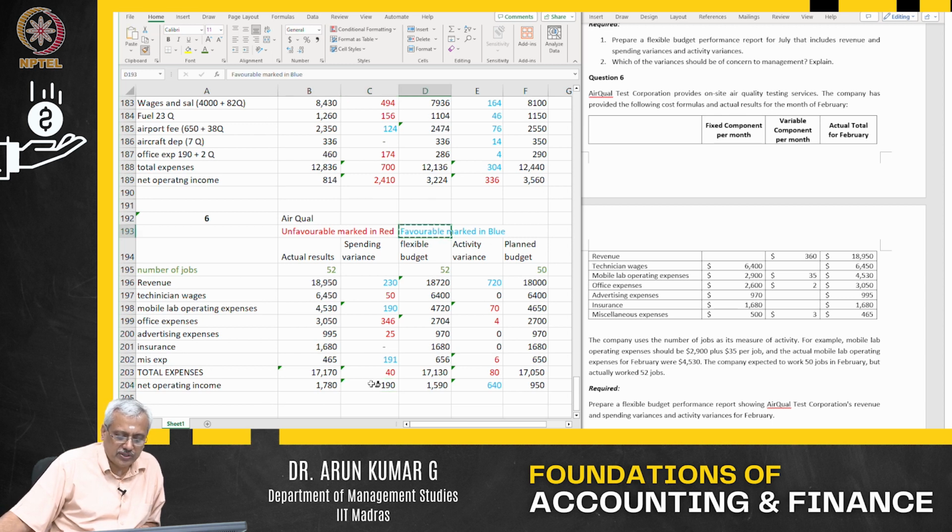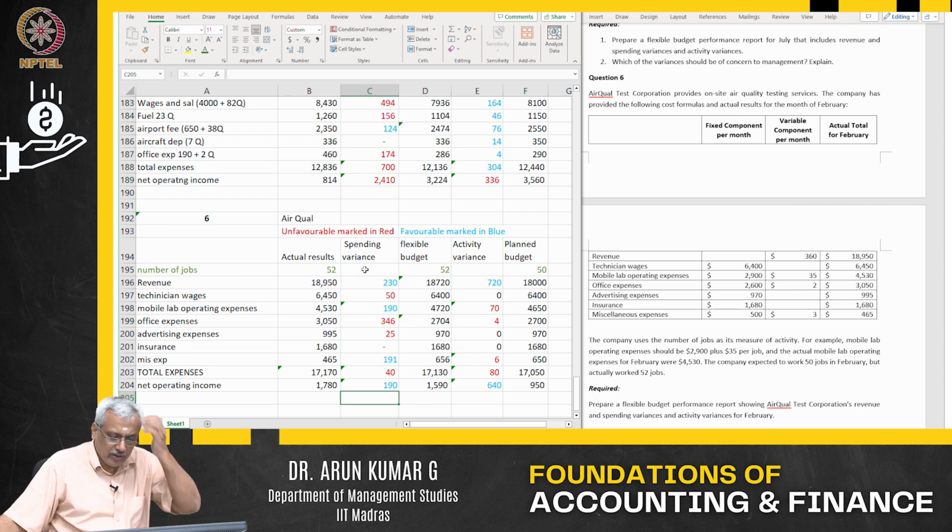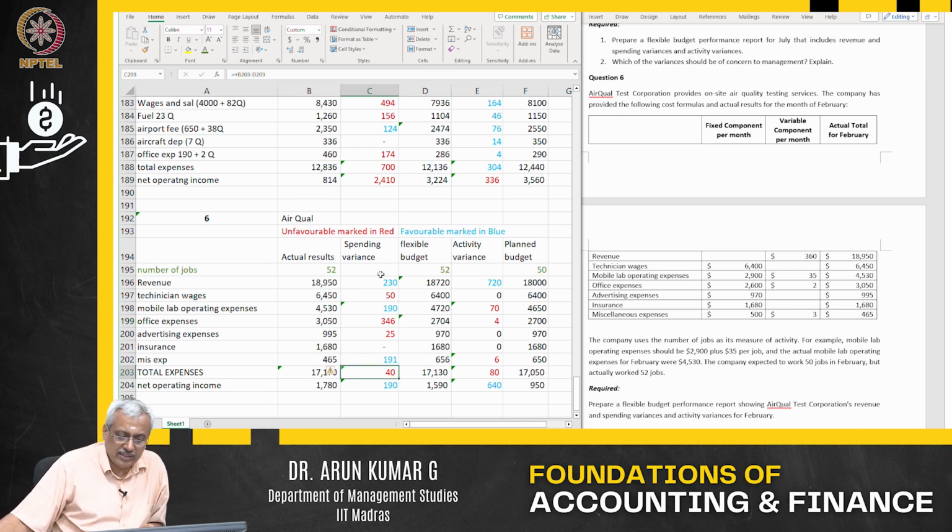You see that because of the increased activity, you should have got $640 more profit, whereas you have got only about $190 more profit in this particular case. So there are some favorables, some unfavorables. What do you focus on? I focus on this, I focus on this, I focus on this, I also focus on this.